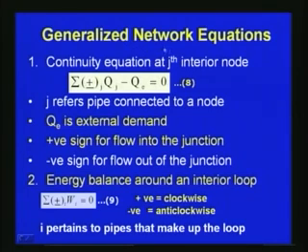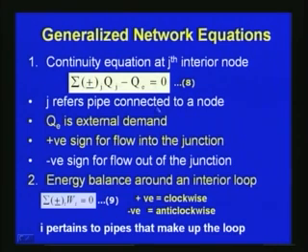With respect to the generalized network equation, the continuity equation at a jth interior node we can write as sigma plus or minus Qj minus Qe is equal to 0, where j refers to the pipes connected to a node and Qe is the external demand. Here we use the positive sign for flow into the junction and negative sign for flow out of the junction.